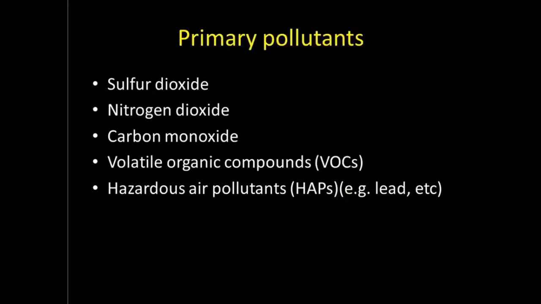So sulfur dioxide is released into the atmosphere, and therefore a primary pollutant. It doesn't require other things to happen. These are sulfur dioxide, nitrogen dioxide, carbon monoxide, volatile organic compounds, and then many of the hazardous air pollutants. And I'll show you a list in a little bit, but that's like lead and cadmium and benzene and things like that. So those chemicals are just released into the air, and then we detect them.